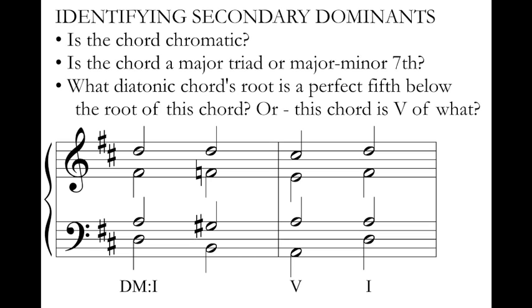Not every chromatic chord will be a secondary dominant. Look at this similar chromatic chord. It's also chromatic. It's got a G sharp and an F natural, 2 pitches from outside our D major scale. And so when we look at the first question, is the chord chromatic? The answer is a clear yes. But is the chord a major triad or a major minor seventh? If we look at our pitches here, G sharp, B, D, and F natural, we spell a fully diminished seventh chord. This is not a major triad or a major minor seventh.